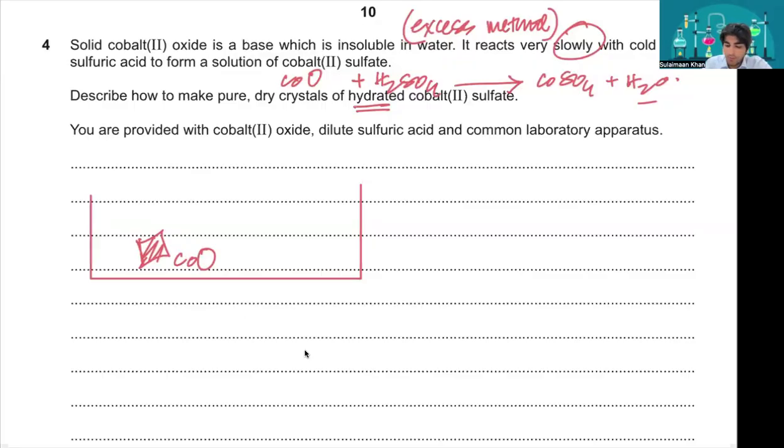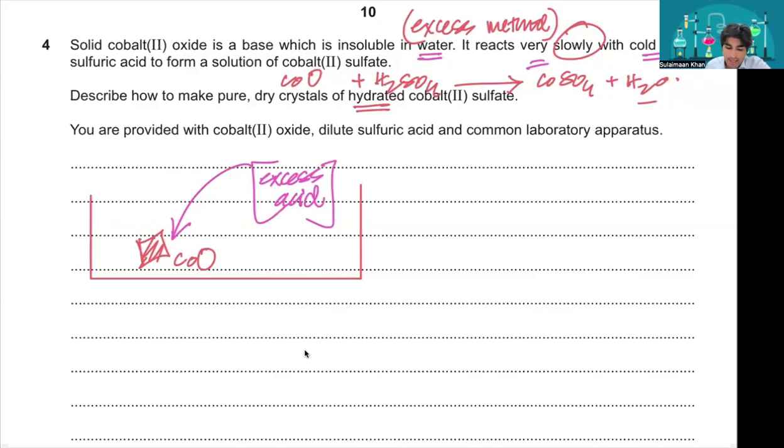Okay. So right now, cobalt oxide is right here. And what do you do? You're not reacting it with water, you're reacting it with acid. So what am I going to do? I'll pour excess acid. Excess acid, please don't write until effervescence. There's no effervescence, no gas is being released, right?